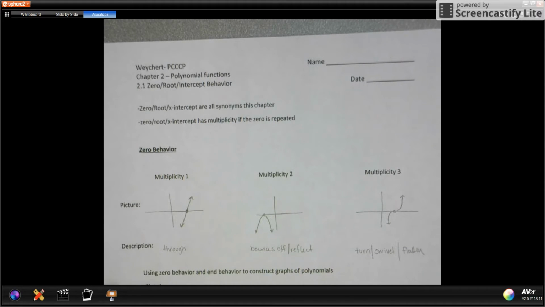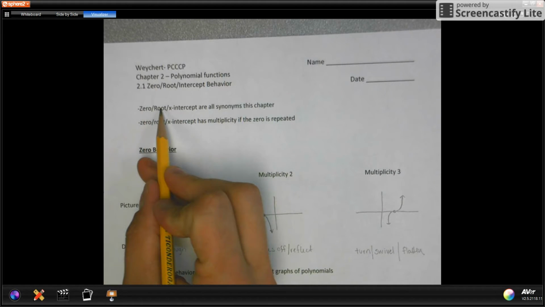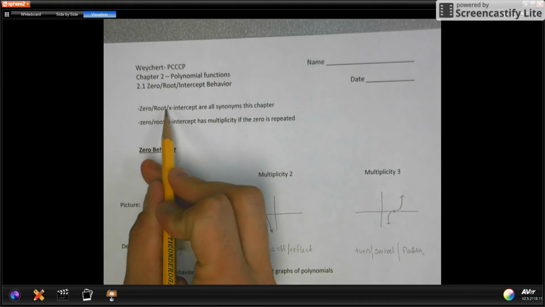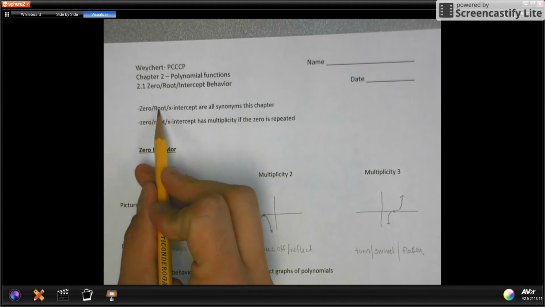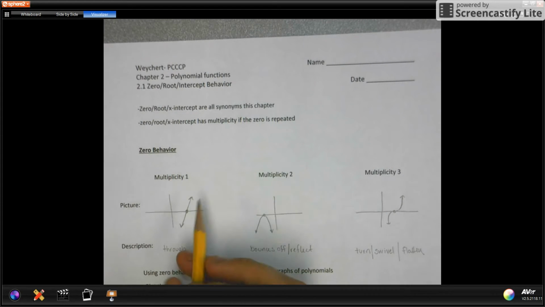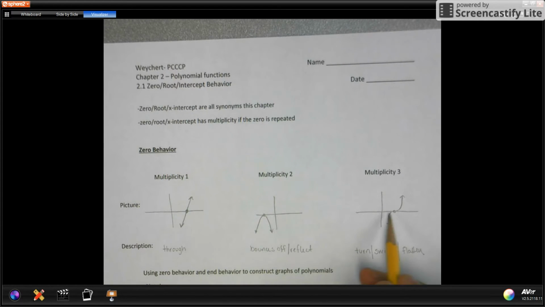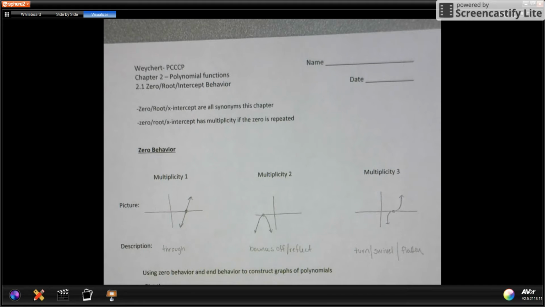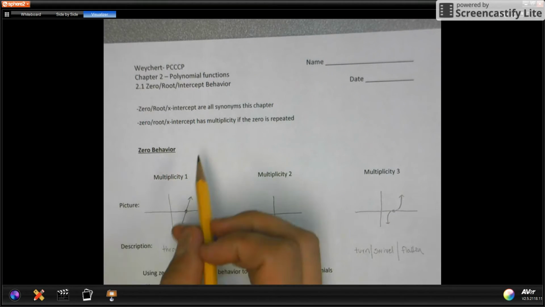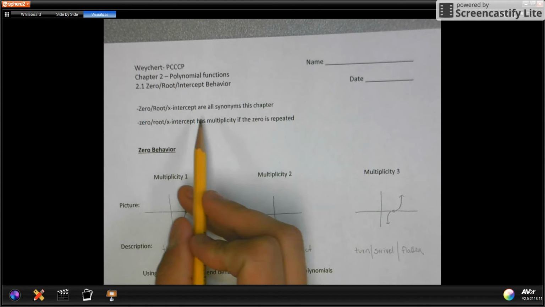So today we're going to talk briefly about the behavior of what we call zeros, roots, or x-intercepts. I've written at the top here that these three words can be interchanged for one another. They all refer to the same thing: zero, root, or x-intercept. Basically, anytime my graph crosses the x-axis, we're referring to that as a zero, a root, or an x-intercept. Okay? We can also talk briefly about multiplicity.